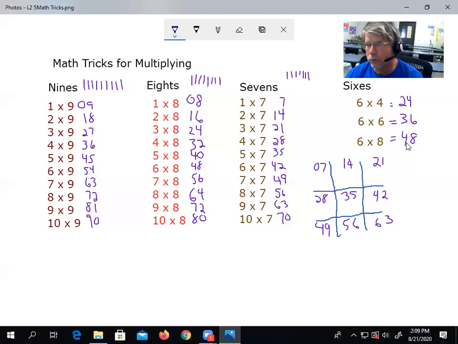As we move forward, we will be using these strategies to work with our multiplication facts, again, doing this all without a calculator.